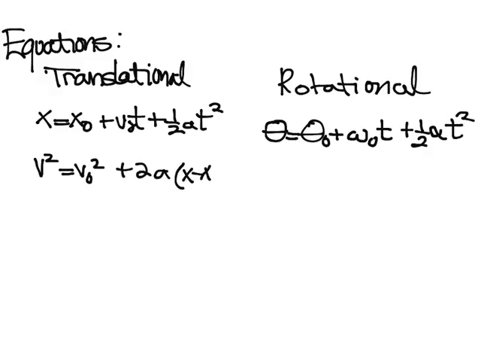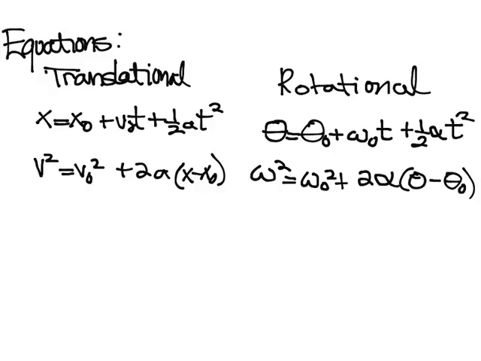And for my second equation, v squared equals v naught squared plus 2a (x minus x naught), I'm going to put in omega squared equals omega naught squared plus 2 times alpha (theta minus theta naught). Okay, so hopefully you can see these are pretty much exactly the same equations. And then lastly, for v equals v naught plus a t, I also have omega equals omega naught plus alpha t.